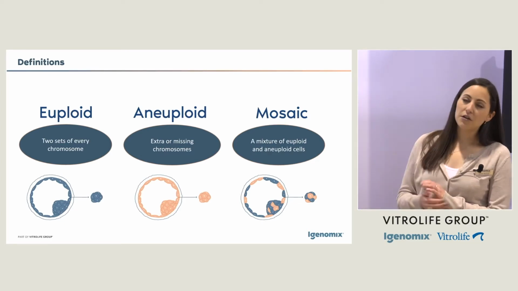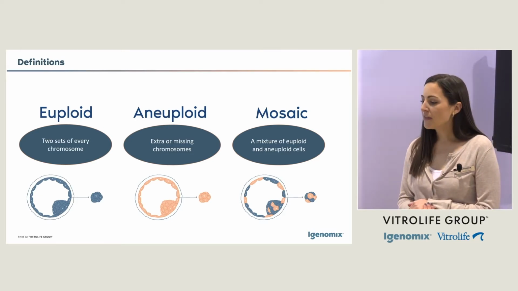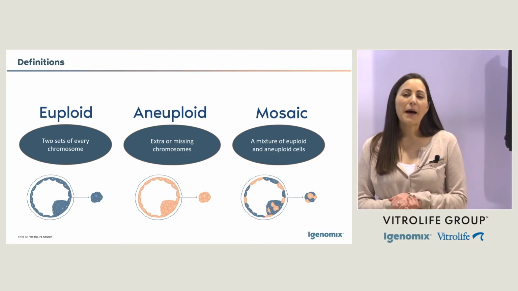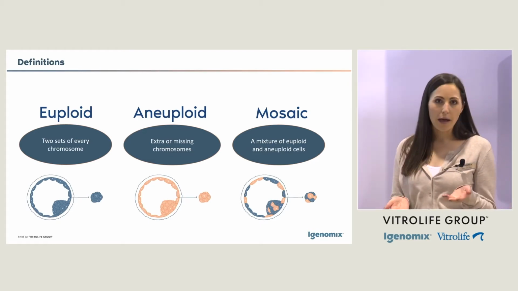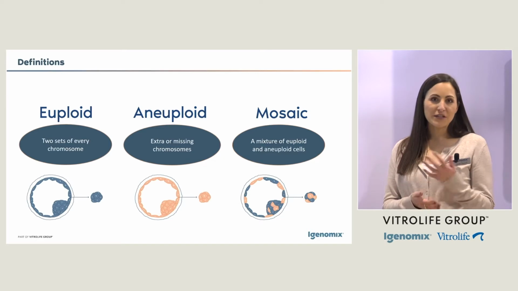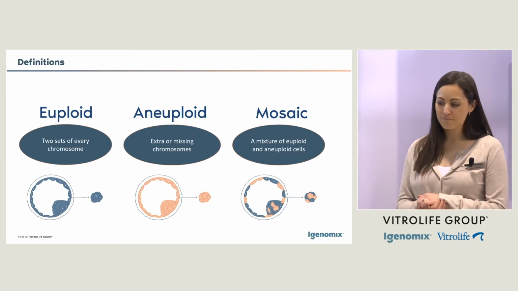In this image here, you'll see depicted both euploid and aneuploid cells. As you well know, with PGT-A, a biopsy is taken from the trophectoderm, and that biopsy is expected to represent the whole embryo, thus allowing patients and providers to have information on the reproductive potential of that embryo.